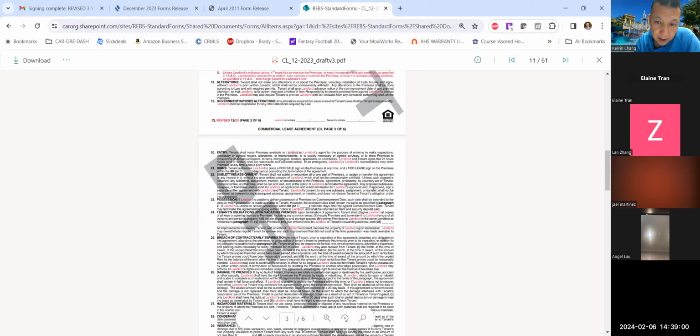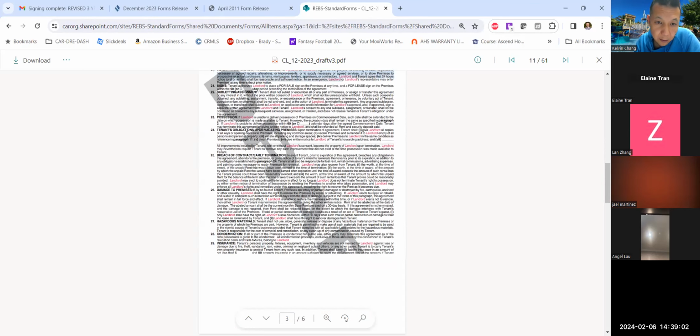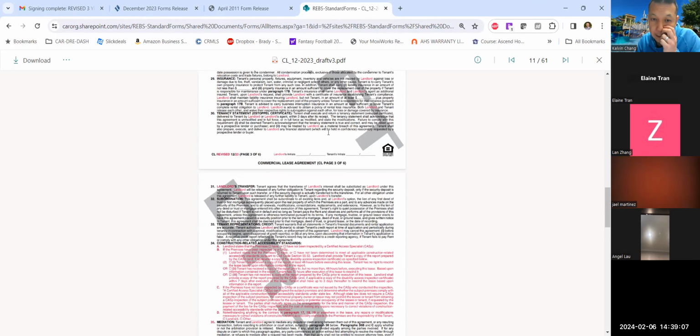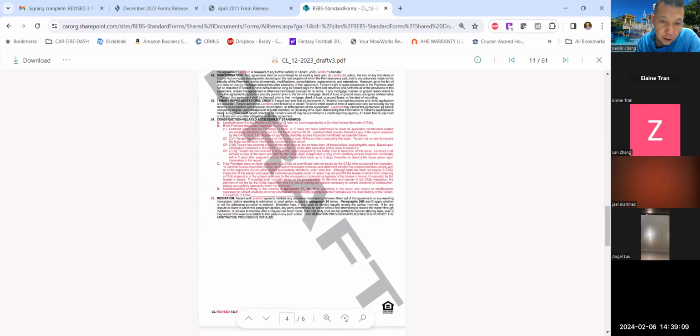Other than that, I'm not going to talk about all the landlord areas, but you can see that they just changed all these words to landlord instead of lessor. And now, this is the biggest change: construction related accessibility standards.